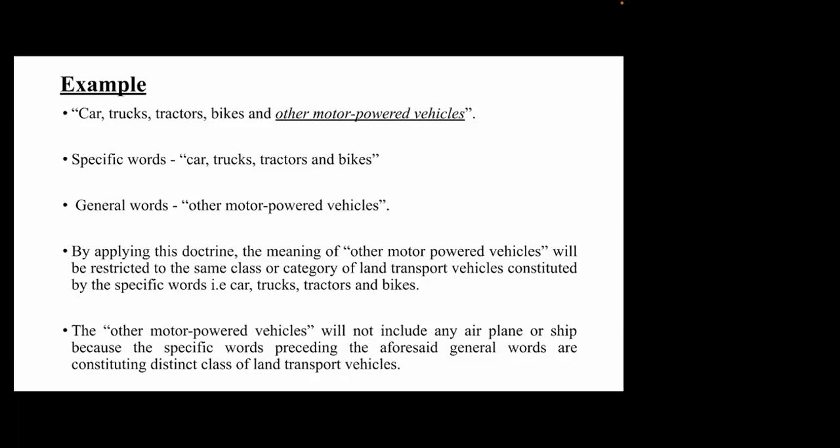So, by applying this doctrine, the meaning of other motor powered vehicles will be restricted to the same class or category of land transport vehicles constituted by the specific words, that is cars, trucks, tractors, and bikes. In other words, other motor powered vehicles will not include any airplane or ship, because the specific words preceding the aforesaid general words constitute a distinct class of land transport vehicles. Therefore, the doctrine of ejusdem generis provides that the meaning of the general words which follow the specific words will be restricted to the same class of the specific words.